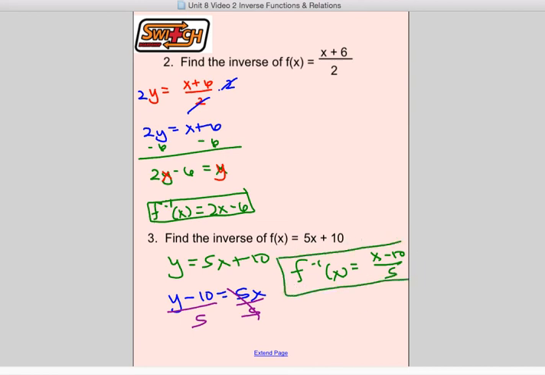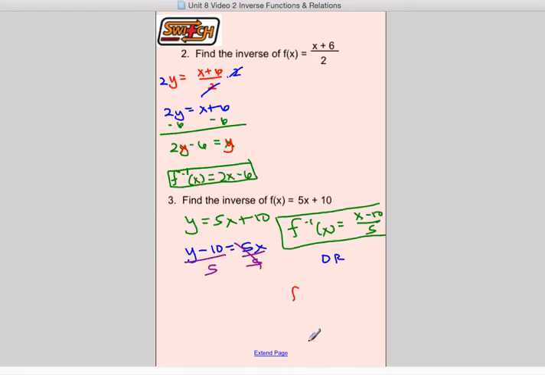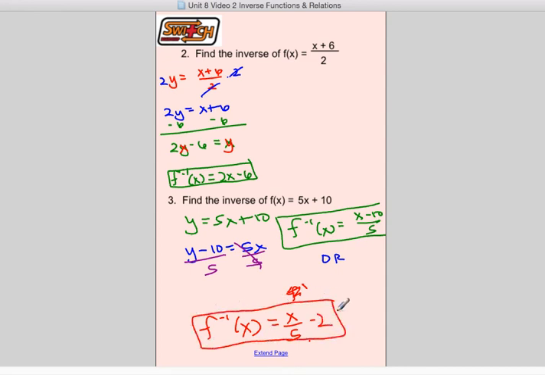Another way that you could write this and would be completely acceptable would be, you can write it a little bigger down here, f inverse of x is equal to, I could divide each one by 5. x over 5 minus 10 divided by 5 is 2. This one is equally acceptable as well. Okay. So that's example 2 and 3 on how to find an inverse. If you have any questions on how to find an inverse, please let me know.